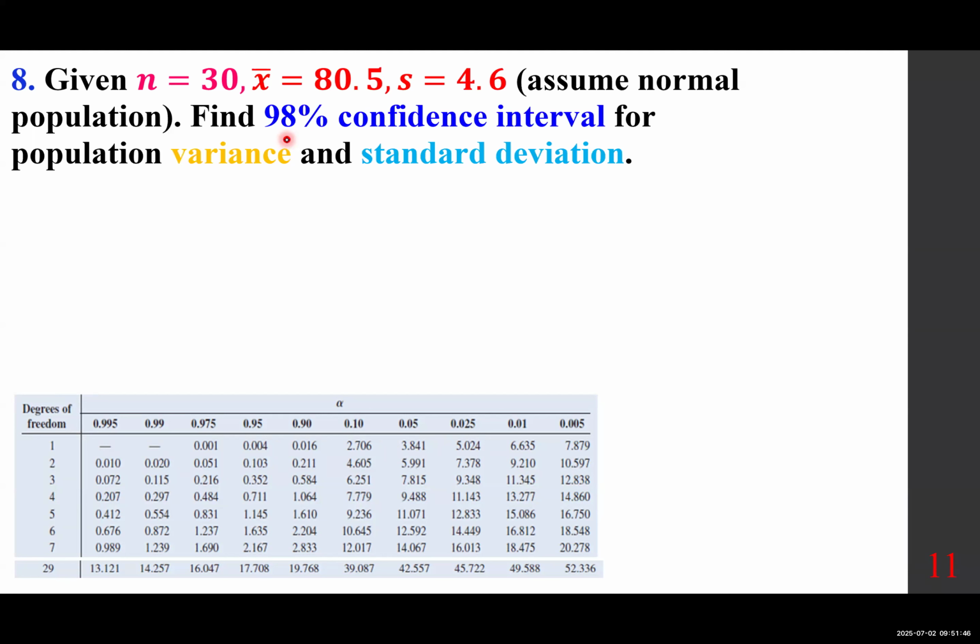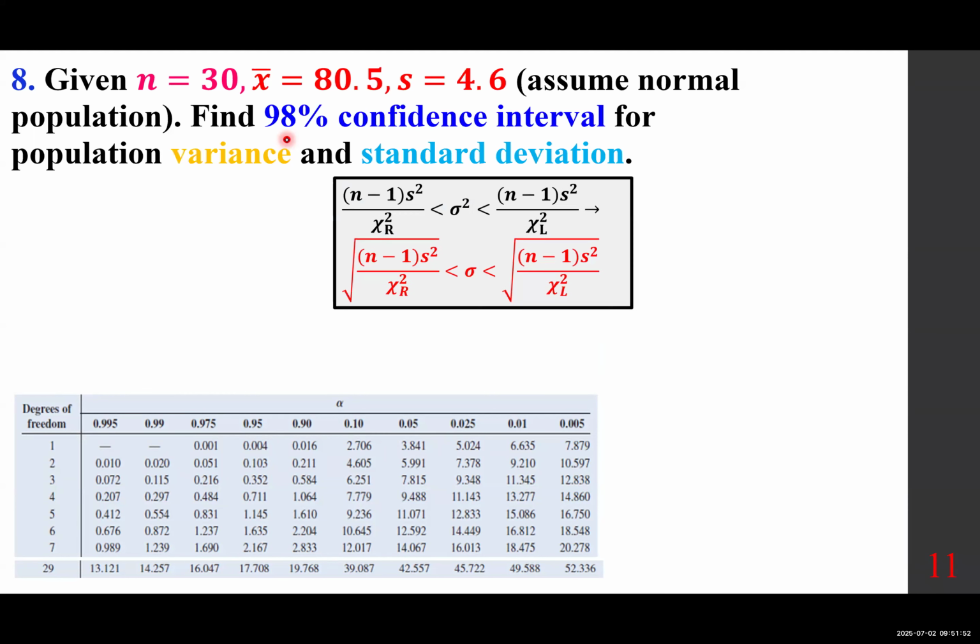So what do we do now? First, I'm going to give you the formula. The confidence interval for sigma squared or the variance has the formula n minus 1 s squared over chi squared of the right less than sigma squared less than n minus 1 s squared over chi squared of the left. But normally we want for the standard deviation. Normally we don't want this, but in case.